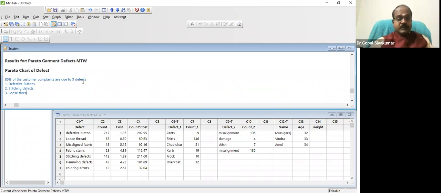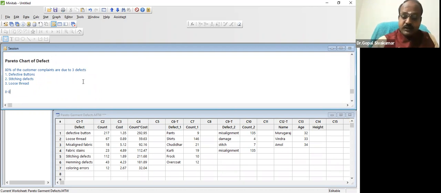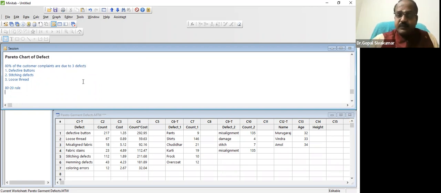And now, if you need to focus on these three defects, this is called 80-20 rule. 80% of the rejections are due to 20% of the defects. What are those defects? You have seen 1, 2, 3. Defective button, stitching defects, loose thread.